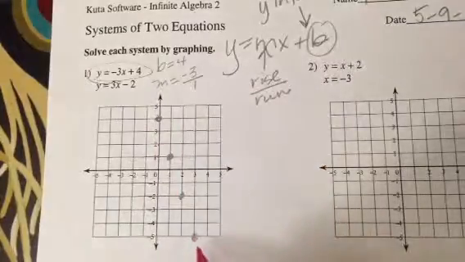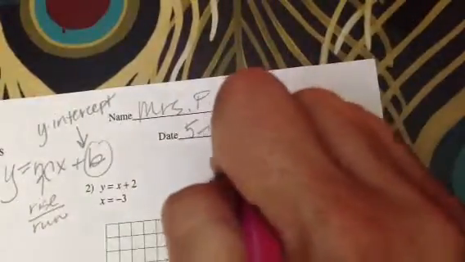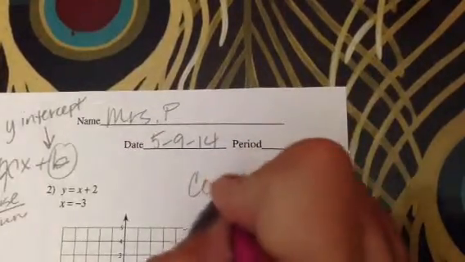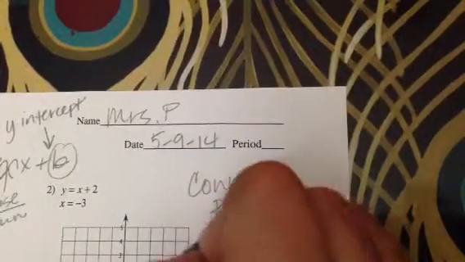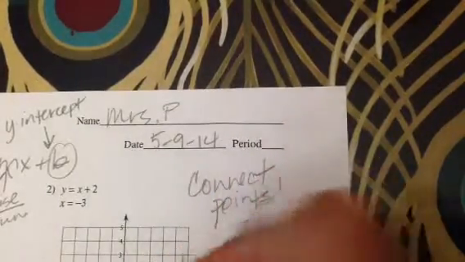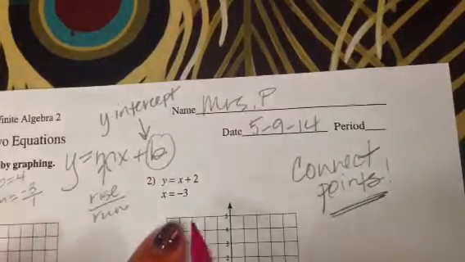Make sure you take a straight edge and do that. Just a reminder, connect all your points. Connect points. Write that on your paper. And if you use a ruler, make sure you return it. Connect points. Cool.